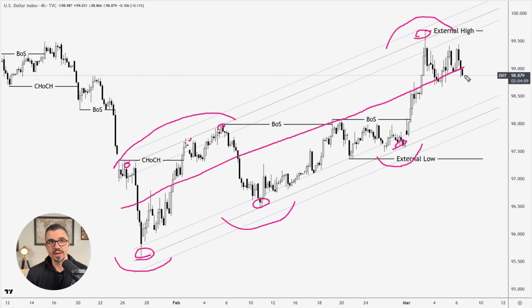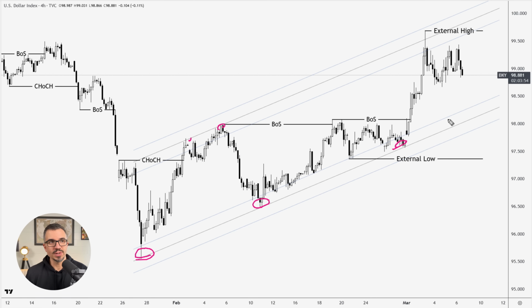Because we know that if the market does come back here to fill this imbalance in this area, that could be a potential buy for the US dollar. And we also know that any acceptance below here over the coming weeks could potentially lead to a weaker US dollar. So right now, the external structure for the DXY is as follows.